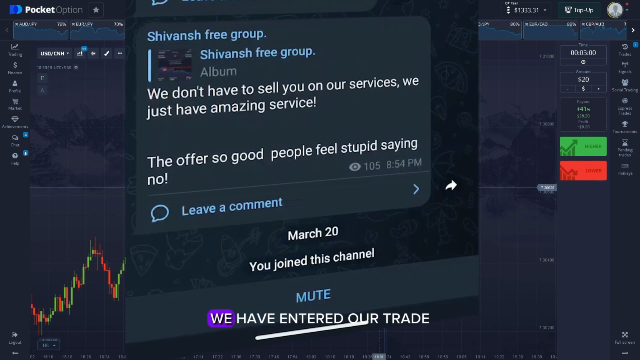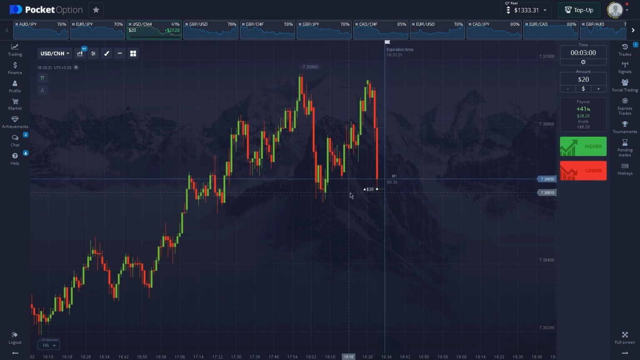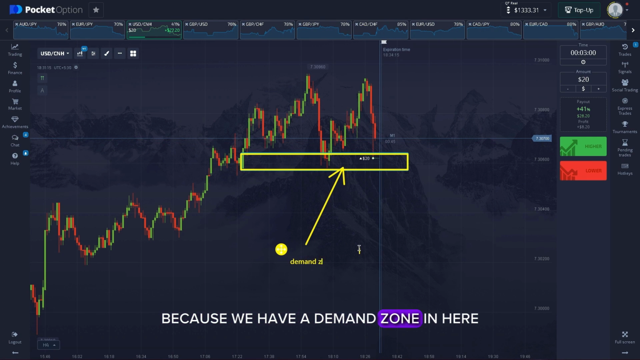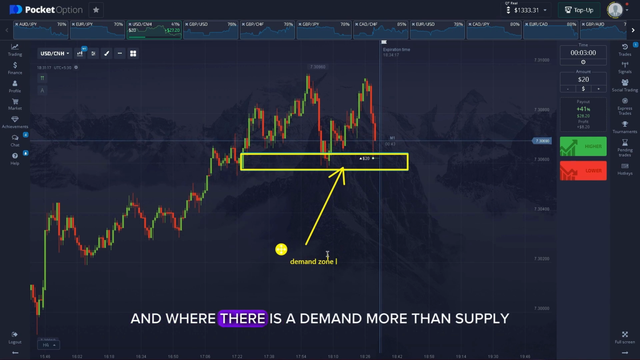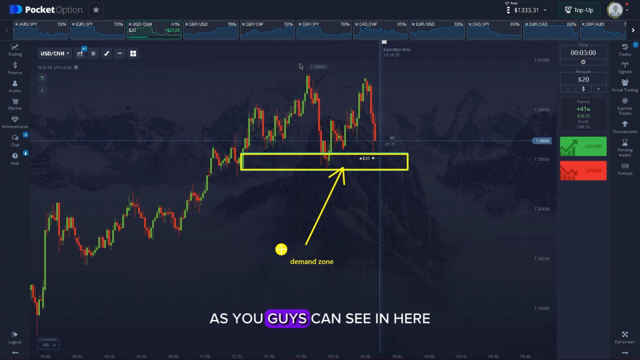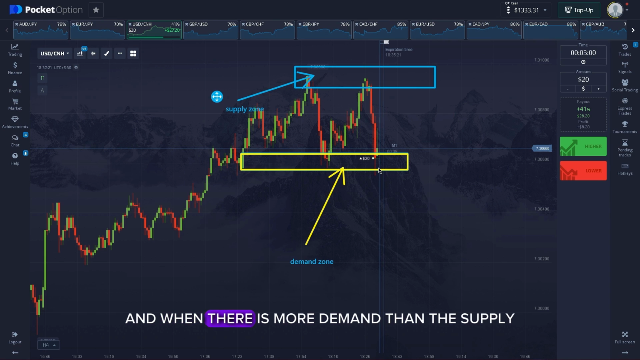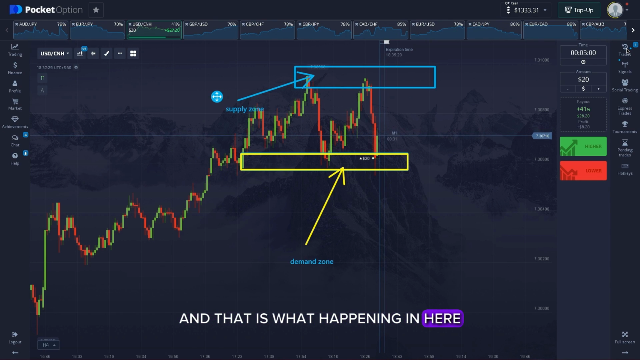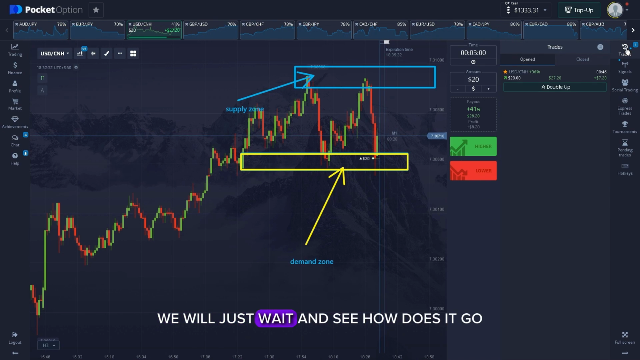As you guys can see, we have entered this trade. And why have we entered this trade? Because we have a demand zone in here, and where there is more demand than supply, the price must go up, as you guys can see in here. And when there is more demand than the supply, the price must go up, and that is what is happening in here, as you guys can see. So we will just wait and see how it goes.